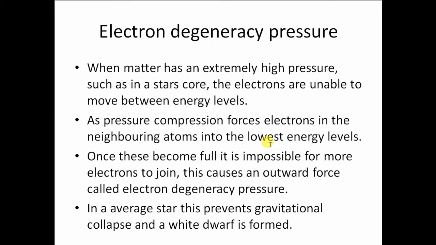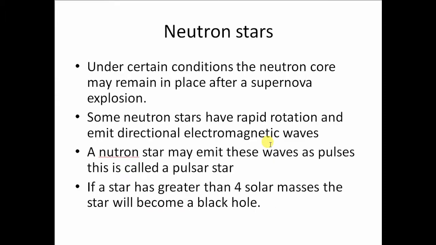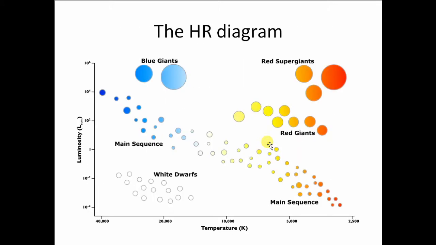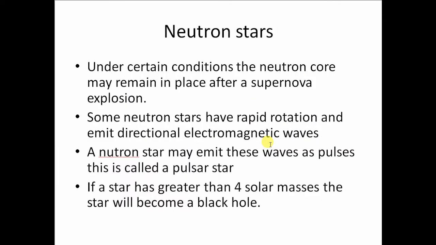A neutron star, as we saw above, is what a supernova can turn into, and this is basically where the degeneracy pressure isn't enough to stop the gravitational collapse. So basically you have a really dense amount of neutrons. Neutron stars emit electromagnetic waves. These can be as pulses, which make a pulsar star. If the star has greater than 4 solar masses, it'll make a black hole.